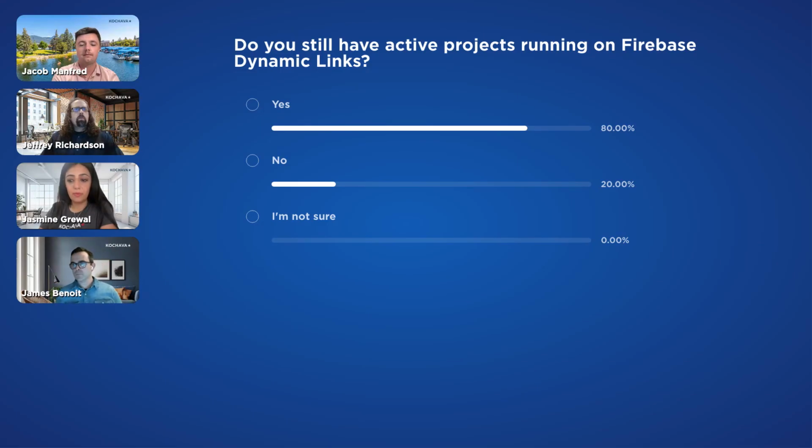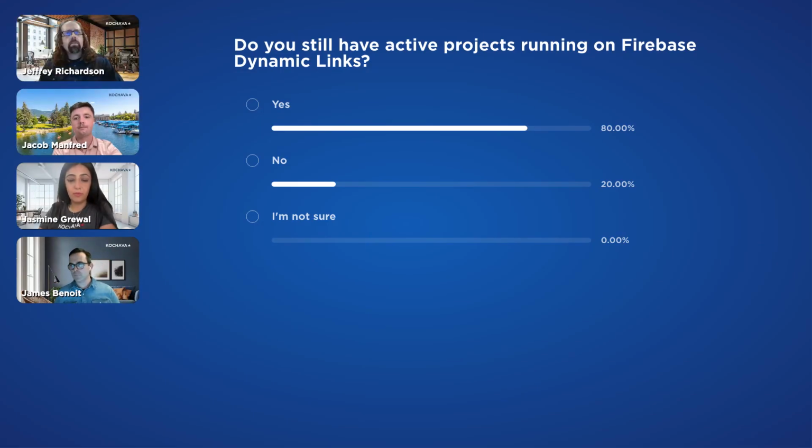So it looks like about 80% of the audience that has participated in the poll still have active projects running on Firebase Dynamic Links. And that's increased a little bit too. Whenever we put the poll up on the screen, usually that prompts a few more to vote. So I will keep this open in the background, and if you haven't voted yet, please do so. I'll just stop sharing that on screen at the moment.